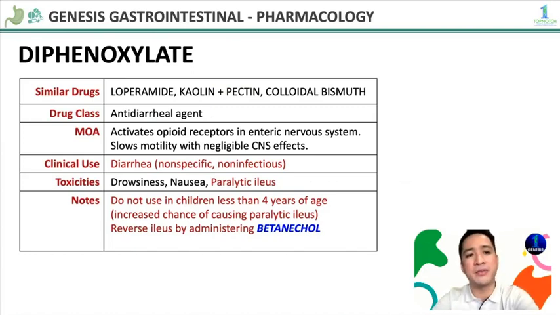Diphenoxylate, from the word itself, contains a fen. It is a highly lipophilic substance used as an antidiarrheal agent. It is a weak opioid. It binds to the opioid receptor in the enteric nervous system. Clinical indications, of course, diarrhea, the non-specific, non-infectious type. Usually, diphenoxylate is combined with atropine.